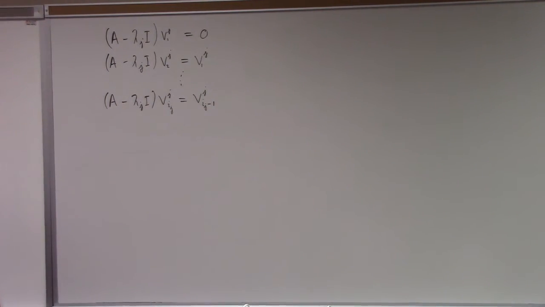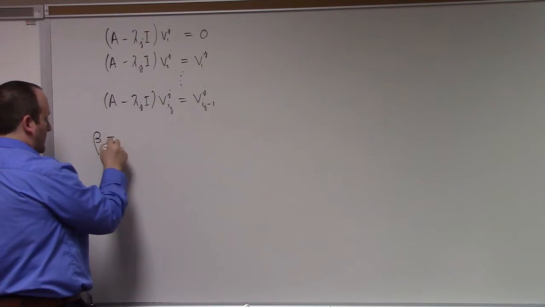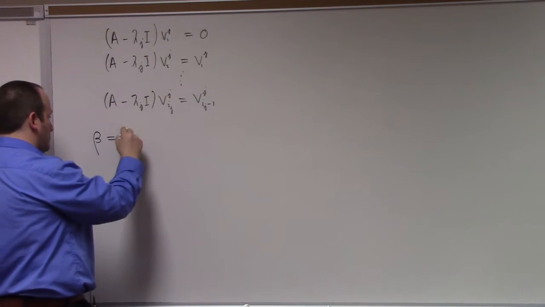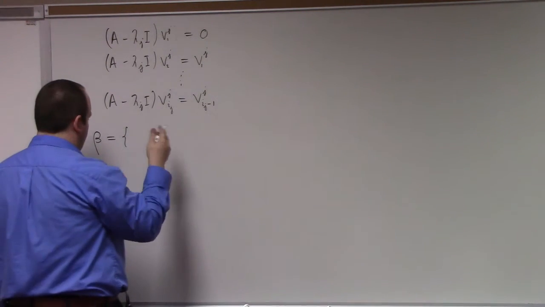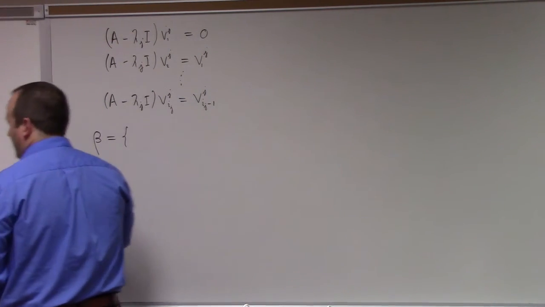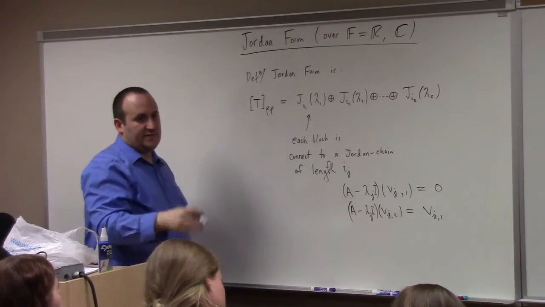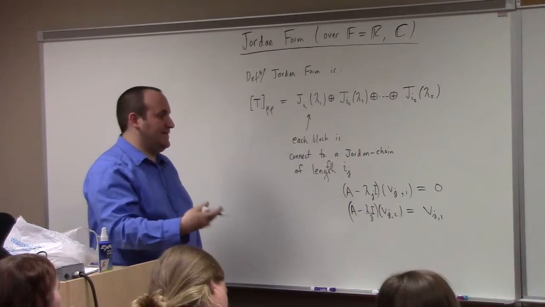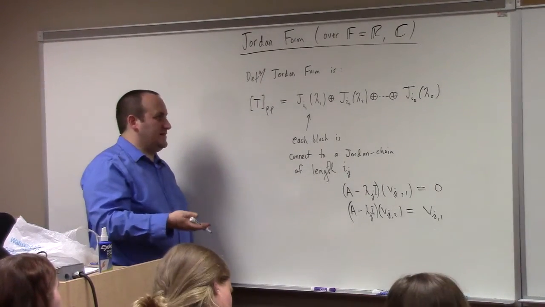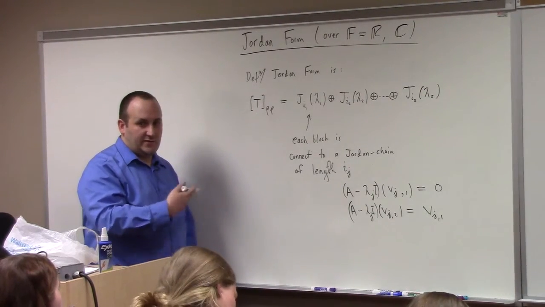So the point is the basis here. Let me just take a step back. Instead of saying this is A, let's suppose that this is the matrix of T with respect to the beta basis. That says that beta is a Jordan basis. It's really what I'm trying to describe to you: what is a Jordan basis. A Jordan basis is a basis which is formed from concatenating Jordan chains.